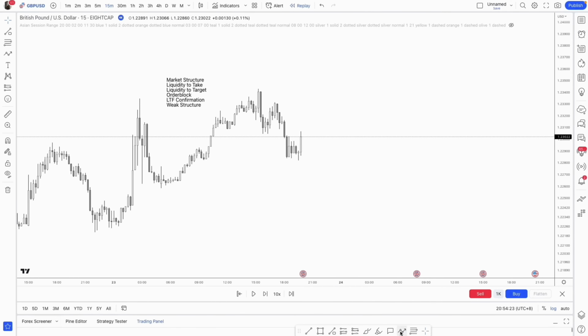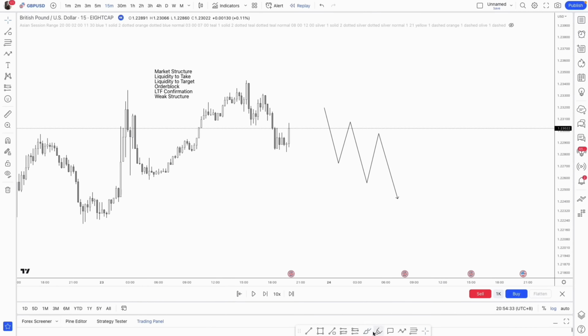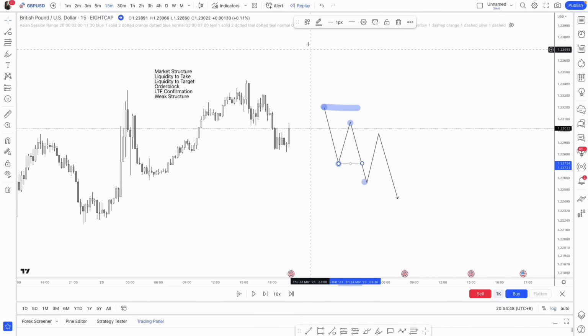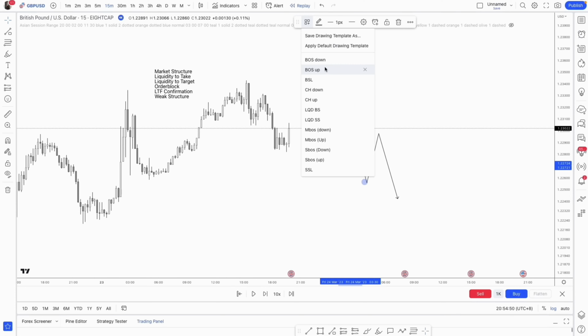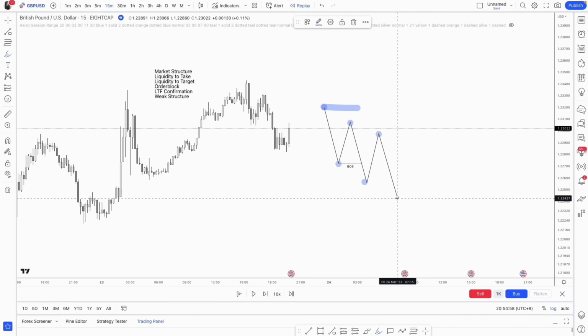Market structure. Now, as we all know already, simple market structure looks like this. This is an example of bearish market structure, where essentially price is making a series of lower highs, meaning this high right here is lower than the previous high, and lower lows, meaning this low right here is lower than the previous low. And there we have a break of structure. And so when price breaks structure in one direction, that's the direction that the market is trending in. So in this example, market is trending downwards. That is what we call bearish market structure.